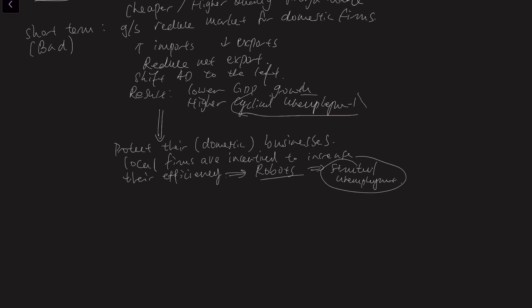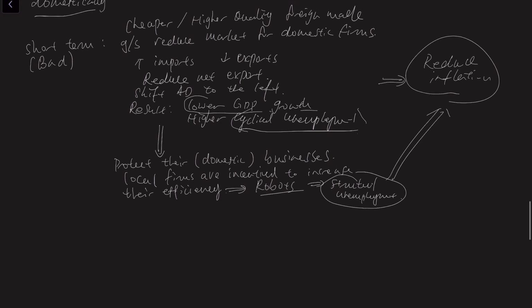And all those processes, because it's cheaper, would reduce inflation. So it's good for the goal of low inflation, because the cheaper imports can reduce inflation, and higher unemployment can also reduce demand inflation. So the lower GDP growth is not compatible with the goal of SSEG, and higher structural unemployment is not compatible with the goal of full employment, but it is compatible with the goal of low inflation. So that's what would happen in the short term.